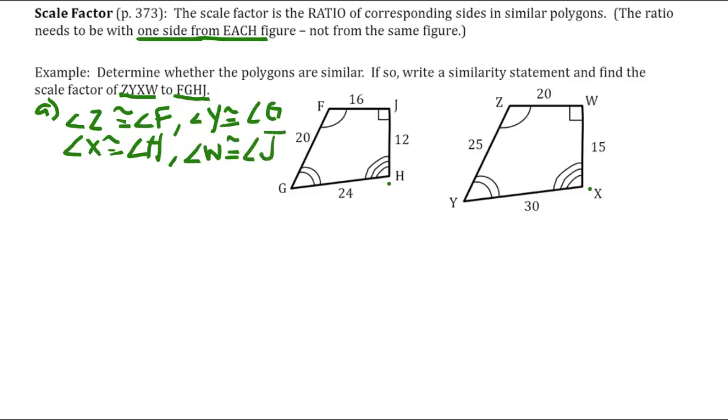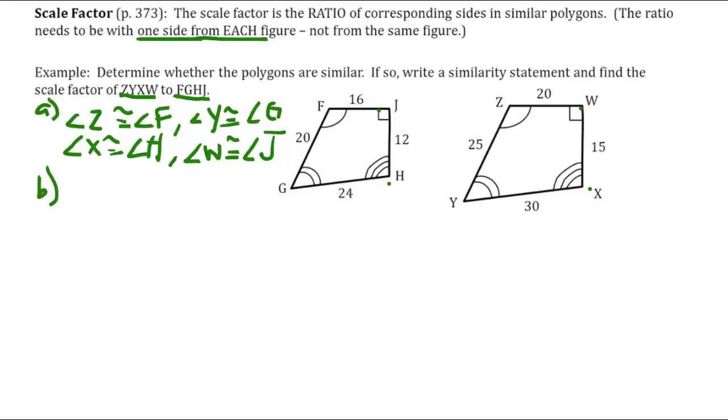And those are both 90 degrees. W is 90, J is 90. So those are congruent. Okay, let's do the next part to check whether or not they are similar. We're going to check the ratio of their sides. So remember corresponding sides, and we can do it by the letters as they're written. ZY to FG, those two corresponding pieces, should be in the same ratio as all the other corresponding sides.